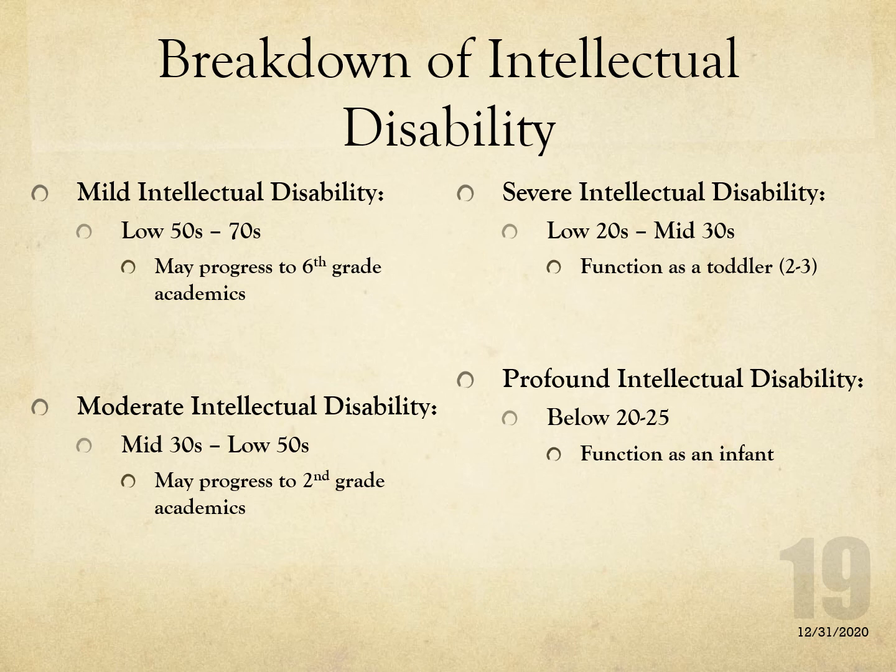Then you have moderate intellectual disability, which is mid 30s to low 50s. You may progress to about second grade academics. Severe intellectual disability is low 20s to mid 30s. This functions as a toddler, so think about a 2 to 3-year-old. These are people you can't really leave alone. They won't be able to function on their own. Profound intellectual disability is people below 20 to 25, right? They function as an infant. If you think about an infant, someone who's 1 or younger, you literally can't leave them alone because they wouldn't be able to control themselves or take care of themselves and wouldn't be able to survive.